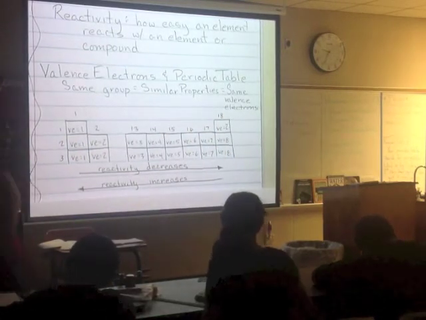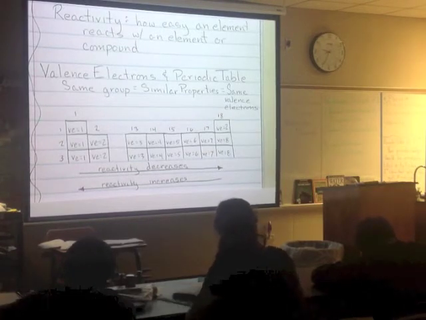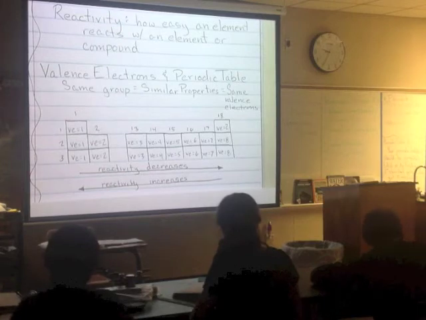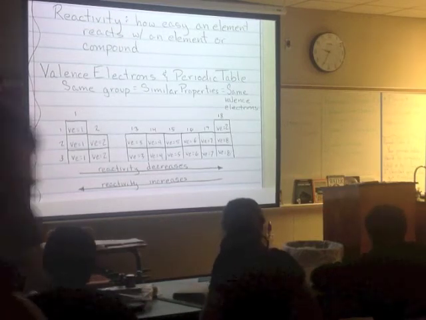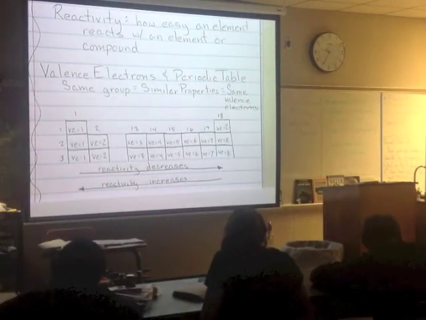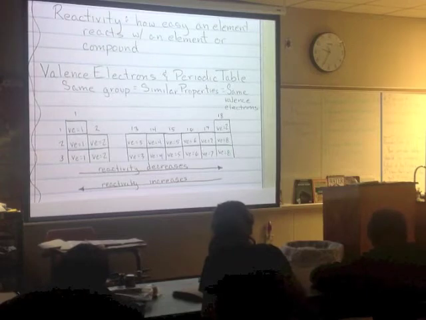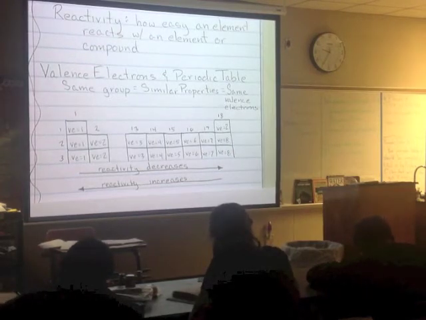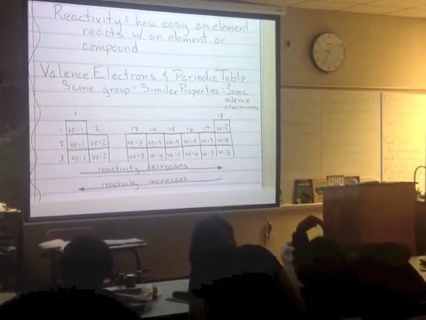So, Aaron, which group is the most reactive? Group 1. Okay? Why? Because the reactivity increases from right to left. Okay. And what makes them reactive? What is in charge of reactivity? The valence electrons. And how many do they have? 1. Okay? So because they only have one valence electron, they are the most reactive.